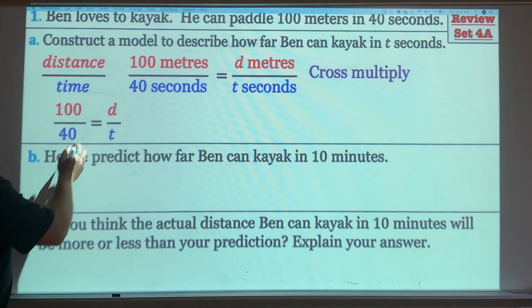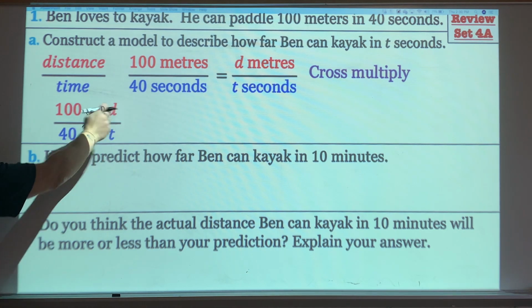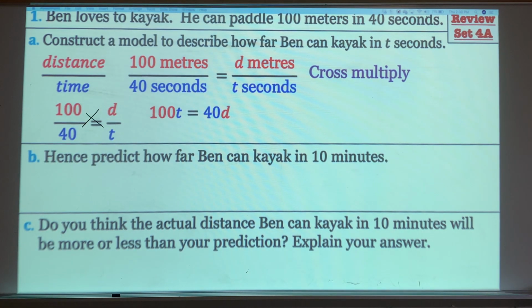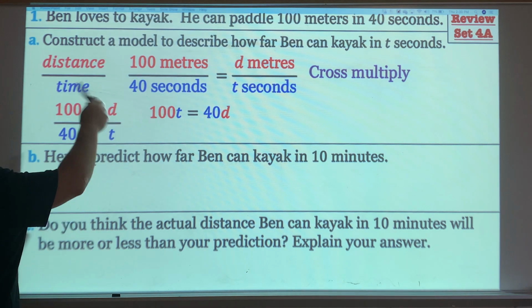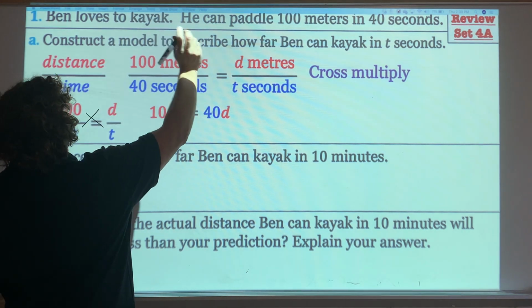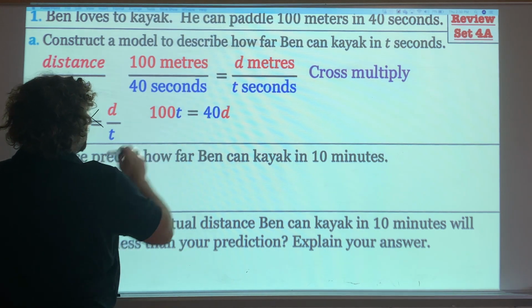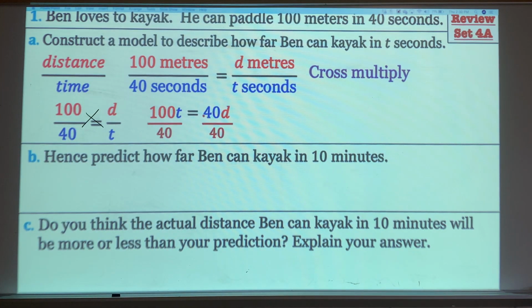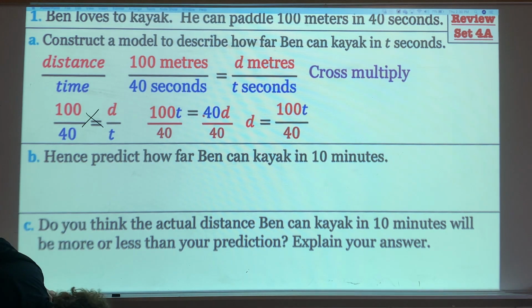Then once I do that, I'm going to cross multiply here. D times 40 equals T times 100, or 100 times T equals 40 times D. Doesn't really matter. We're solving here for how far, so we're solving for D. So we're going to divide both sides by 40. You divide by whatever is next to the D. When you do that, you get D equals 100T divided by 40. All right? And that's it. That is our model. Does that look familiar? It's just like the one we did a couple weeks ago.